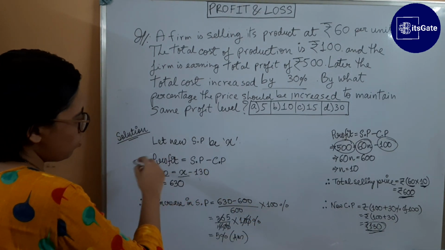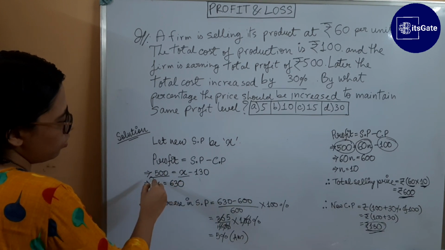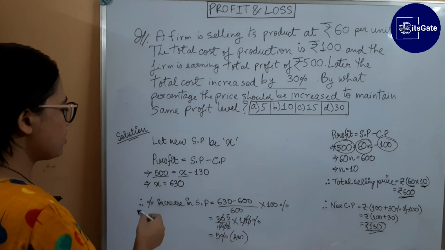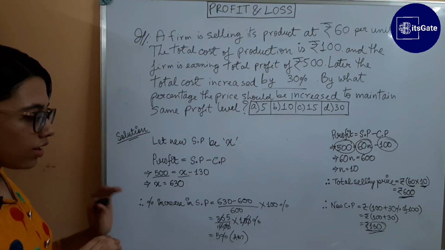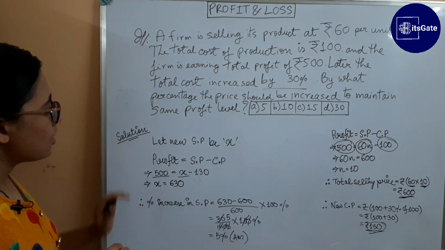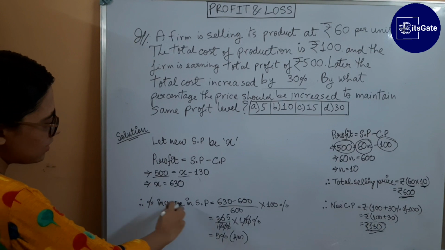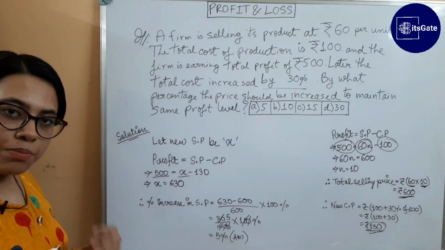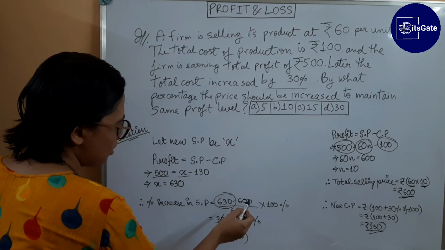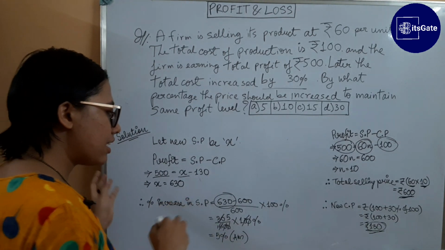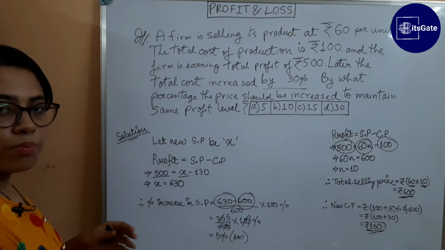So we substitute all the values and we get X as 630, because this 130 will go this side and 500 plus 130 is rupees 630. So the new selling price we have got as 630 for the cost price 130 such that the profit remains the same, which is rupees 500. Now what is the percentage increase in selling price such that the profit remains the same? So new selling price is rupees 630. The old selling price was rupees 600.